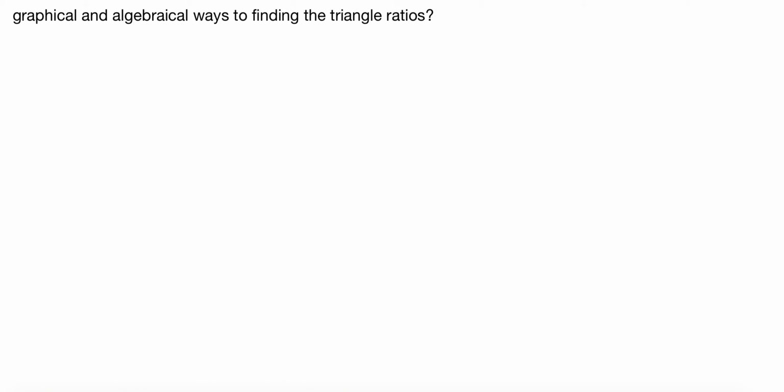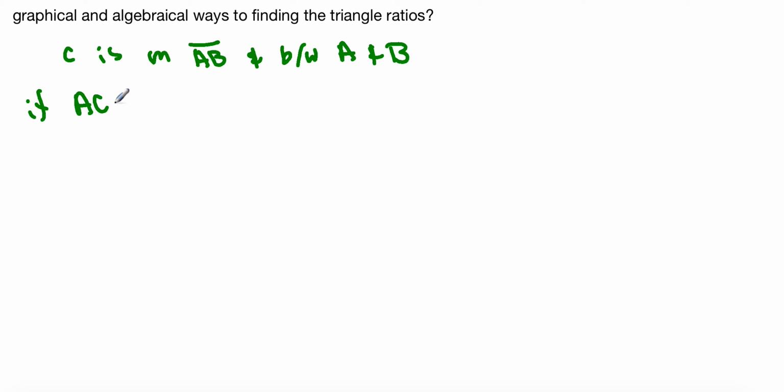It says, can we try to cut a line segment in a ratio and then find the particular point. So I'm going to assume that point C is on line segment AB and between A and B. So now, if the ratio of AC to CB is equal to, let us say, 3 to 5, as an example.